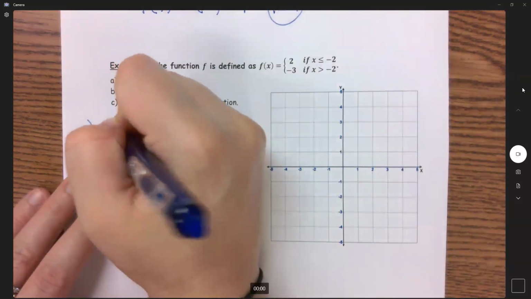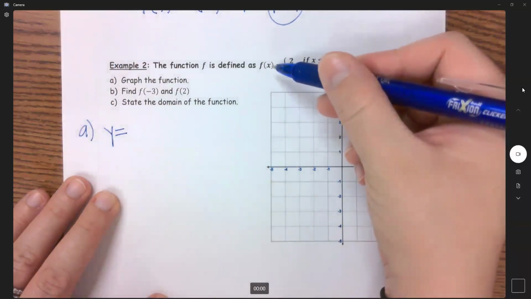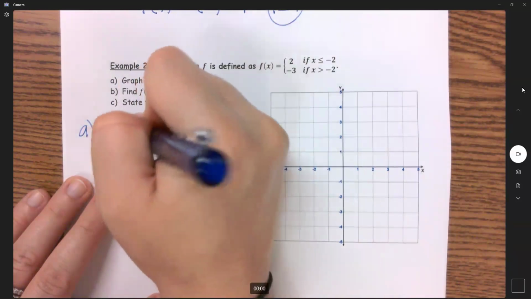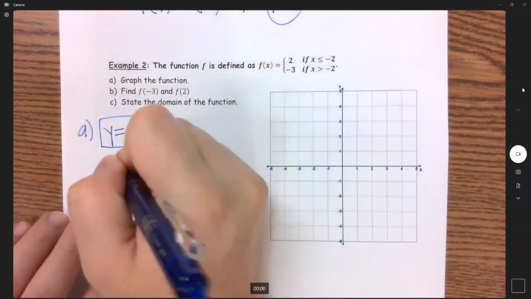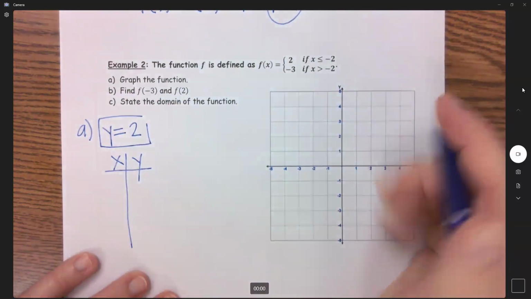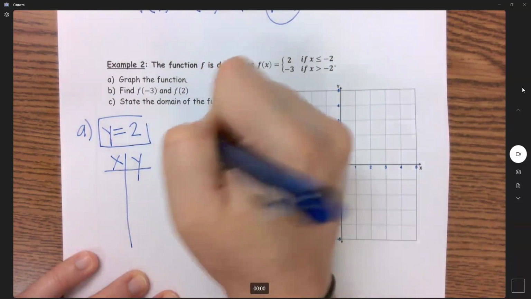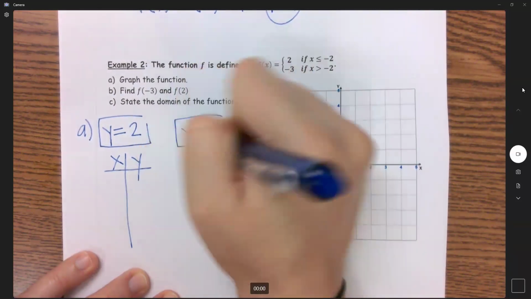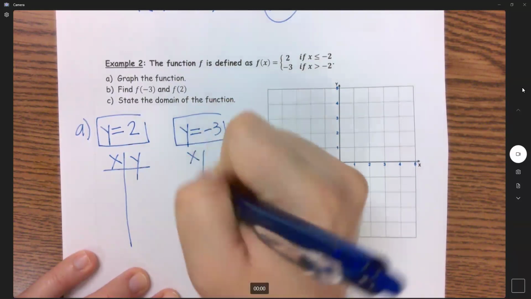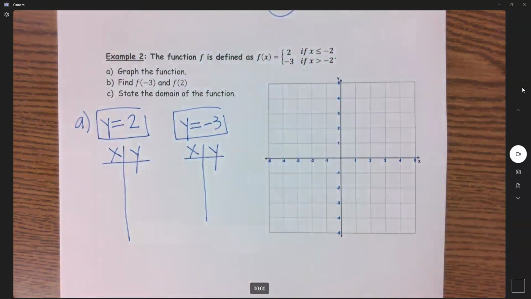So my first one is that y equals 2, because f of x also is y, so y equals 2 is going to be my first table here. And then my second one is y equals -3. Okay, so we want to start every time by making an equation here.